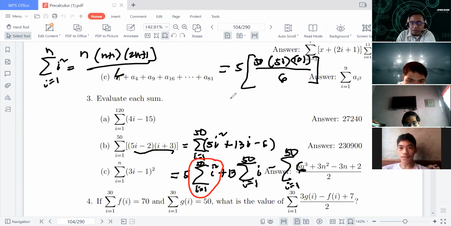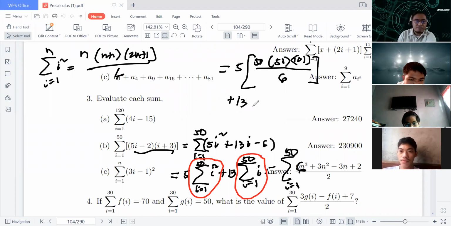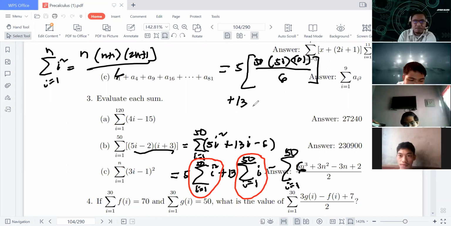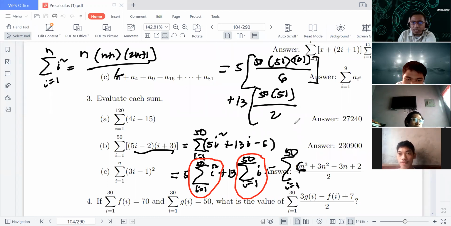Next, it will now be plus 13. The formula for this, class, is n times n plus 1 over 2. What is our n here? 50. So it will be just 50 times 51 over 2. Did you get it? Because we used n times n plus 1 over 2.